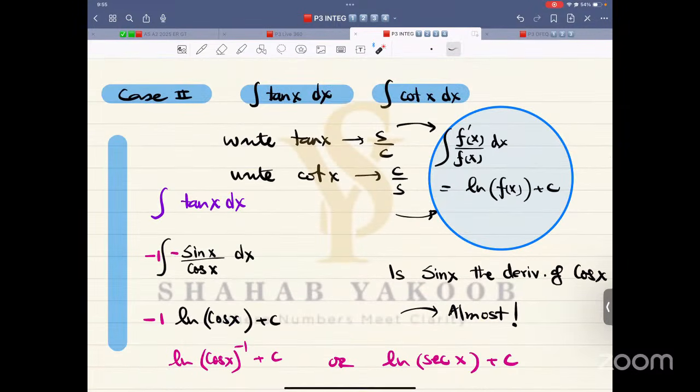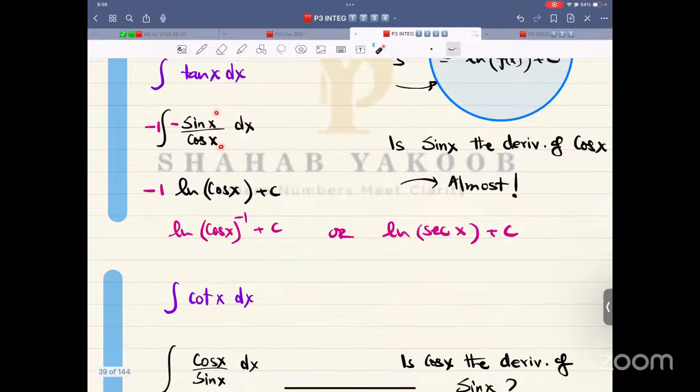Second case, integral of tangent and integral of cot. Write them as fractions: tangent is sine over cos, cot is cos over sine. Apply this rule of logs: if the numerator is the derivative of the denominator, the integral is ln of the denominator.